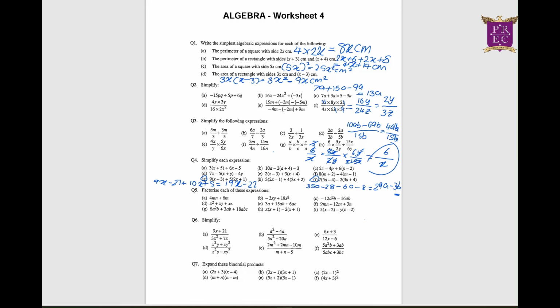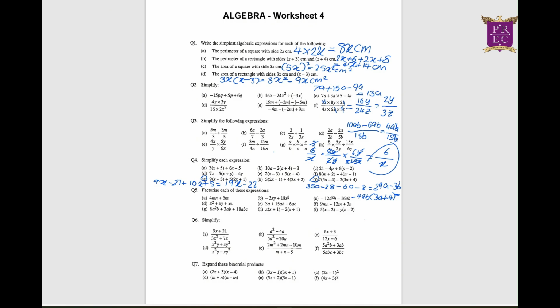Now asking us to factorize each expression. Let's do C, F, and I. What is the common factor that we can take out over here? We can take out negative 4ab, because negative 4ab is common to this term and this term. What times negative 4ab gives us negative 12a squared b? That would be 3a. And then what times negative 4ab gives us negative 16ab? It's just plus 4. Okay, and that's how we do our factorization.